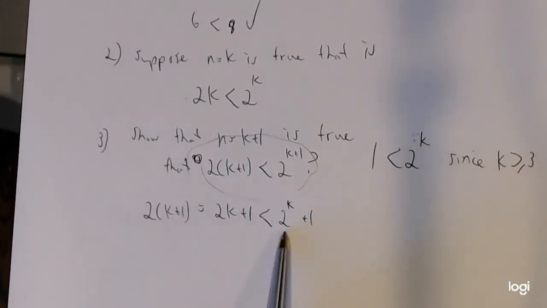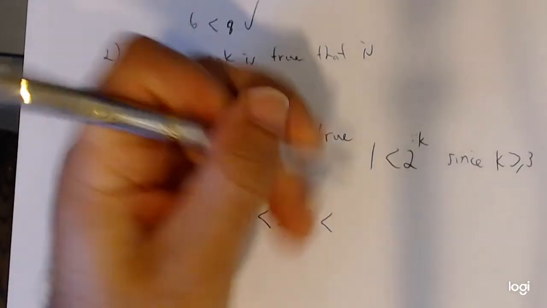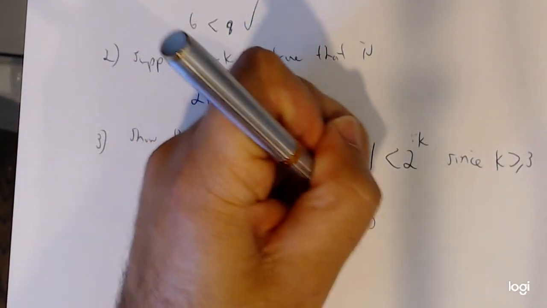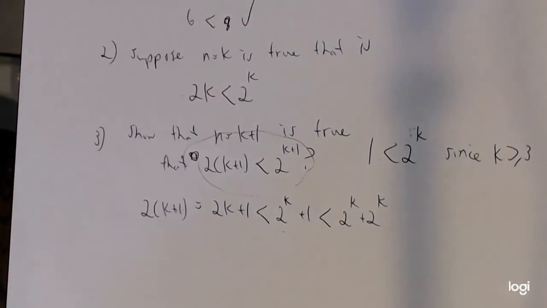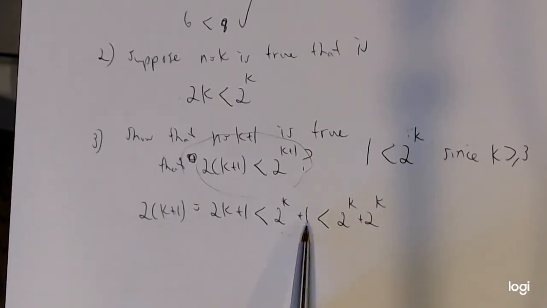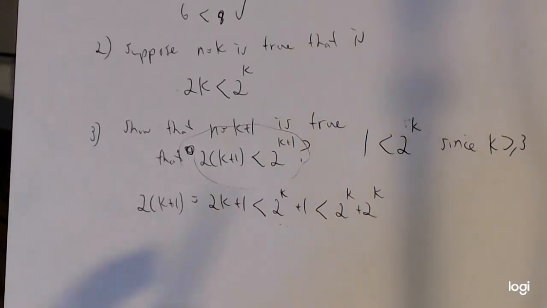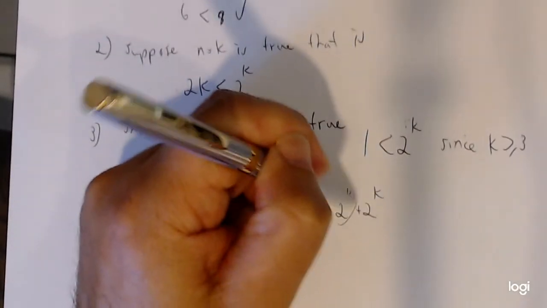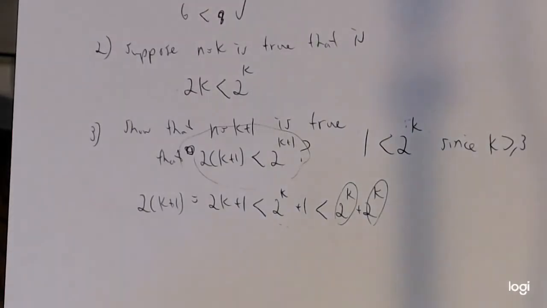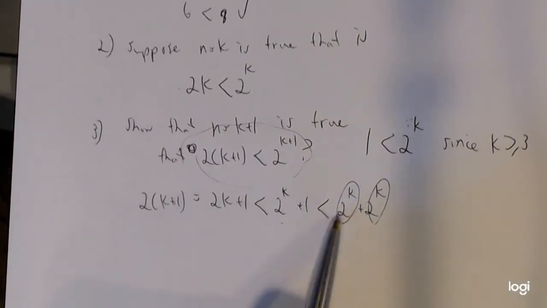We could then say 2 to the k plus 1 is also less than what? 2 to the k plus 2 to the k, right? That's true. Because this 2 to the k and those 2 to the k are the same, but we know that 1 is less than 2 to the k, so 2 to the k plus 2 to the k is less than 2 to the k plus 1. Now, why do I like this? Because these guys are now, they have the same base and the same exponent.